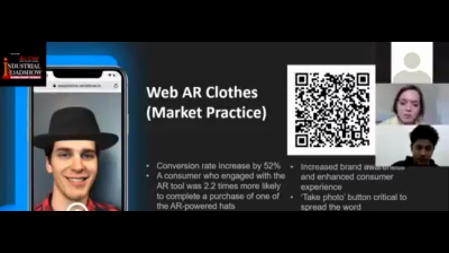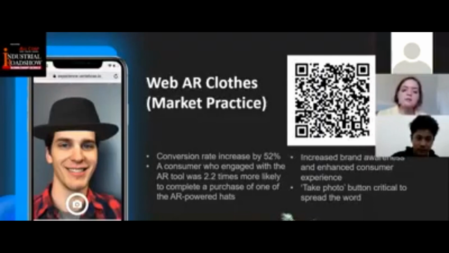They saw that the person who was interacting with their AR tool would convert faster than a user who did not use AR. So AR adds this certainty about purchase, okay? There's also increased brand awareness because 10th Street Hats had this all over. People started writing about them all over. They got some free advertisement, and the take photo button that they had there was critical to spread the word.